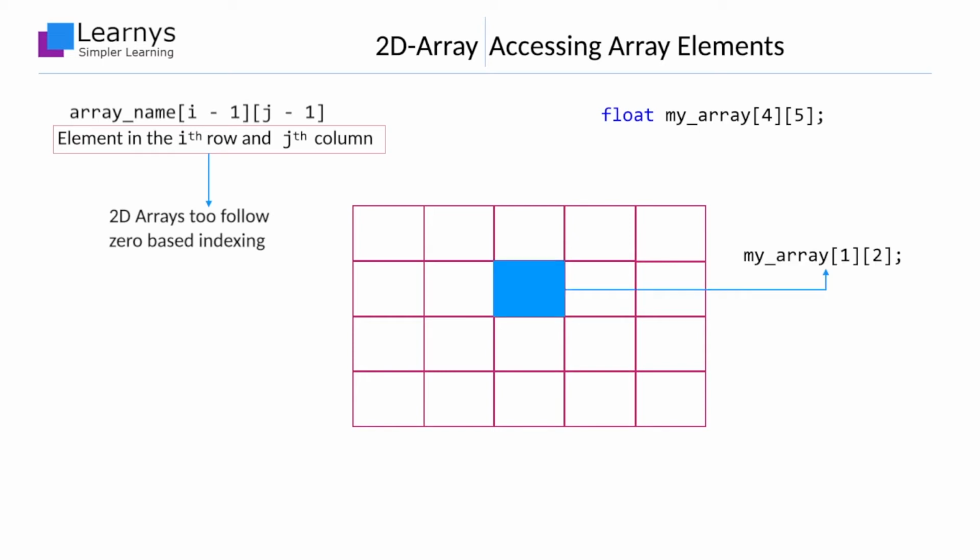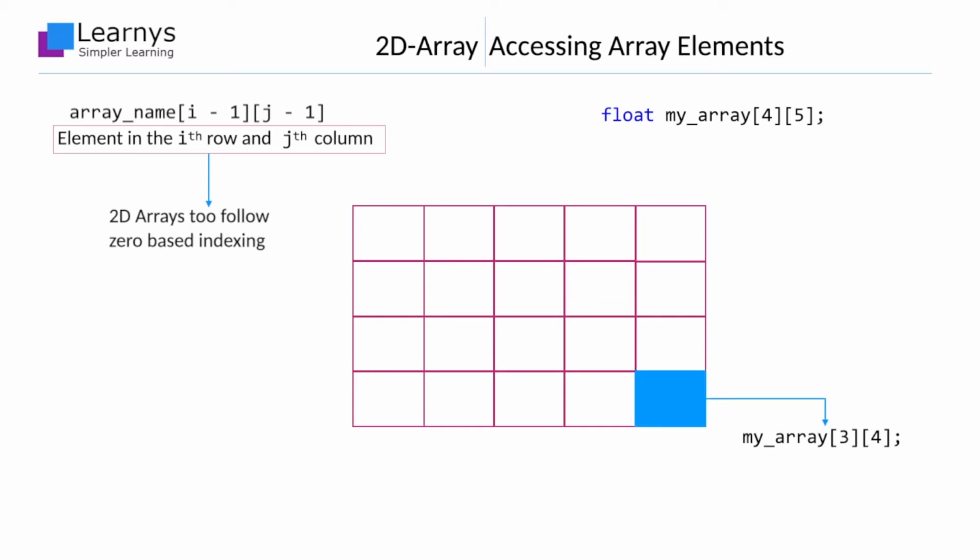myArray[1][2] will get you the element at the second row and third column, whereas myArray[3][4] will get you the element at the fourth row and the fifth column. Having understood the syntax of accessing the elements of a two-dimensional array, we can resume our discussion on its declaration with initialization.